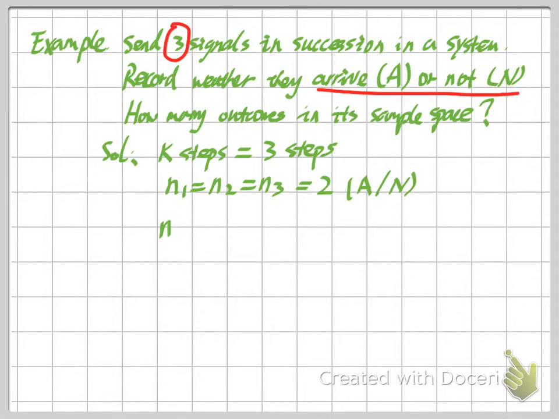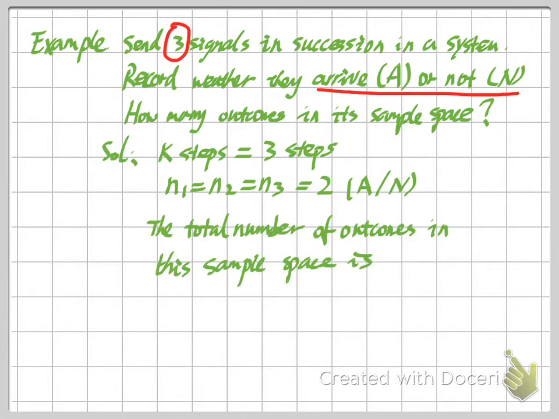Then, to complete this question, we just use our formula. The total number of outcomes, by the formula, is N1 times N2 times N3. So this is 2 times 2 times 2, and you can compute this or use a calculator. The answer is 8. So this is an example of how we can get the number of outcomes in a sample space.